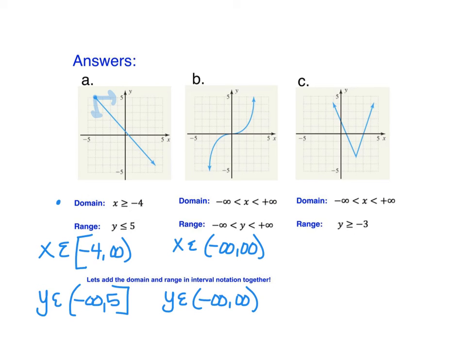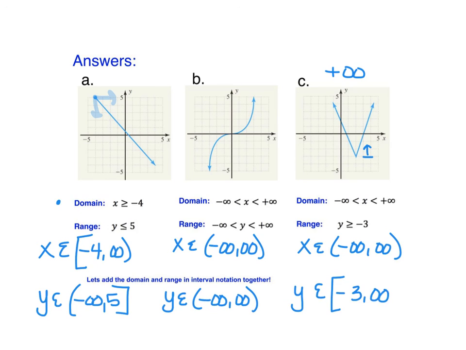The third function on here is an example of an absolute value function. It goes on forever in the domain direction. So again, your domain is infinite, from negative infinity to positive infinity. The range initiates at -3 and goes to positive infinity in the y direction. So we want to make sure we account for that by saying y is an element of -3 to infinity.